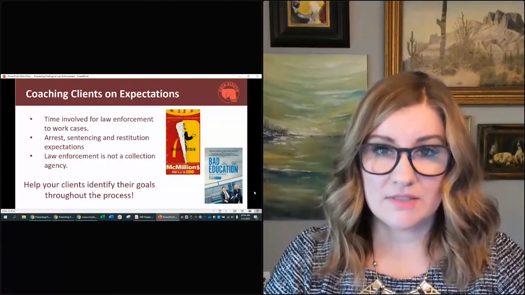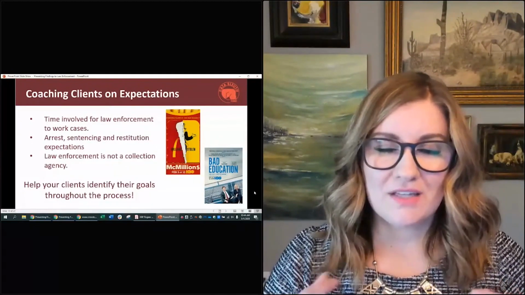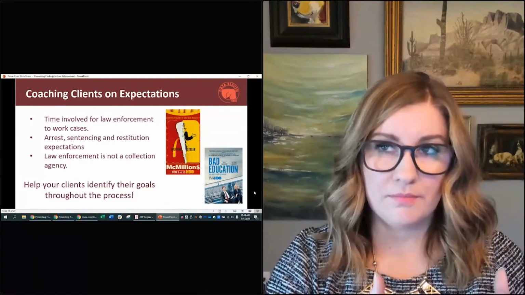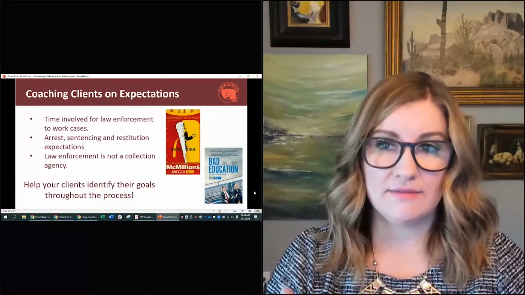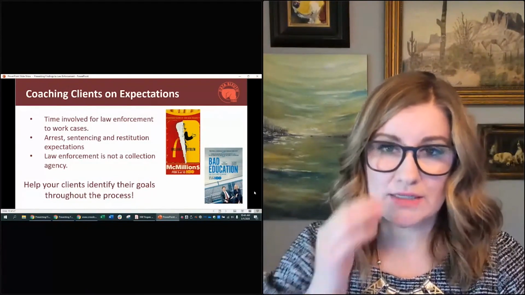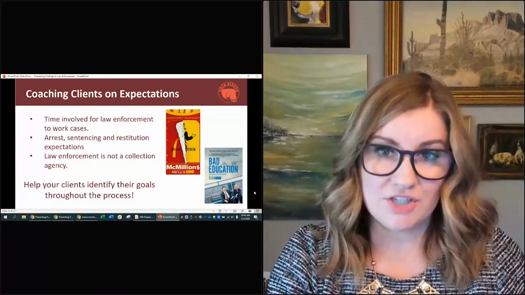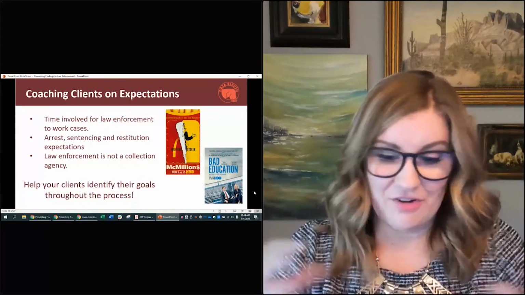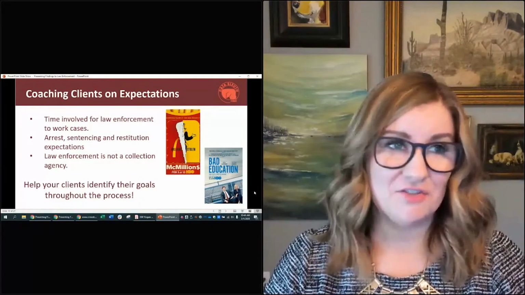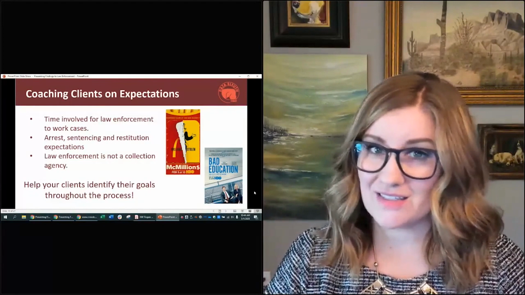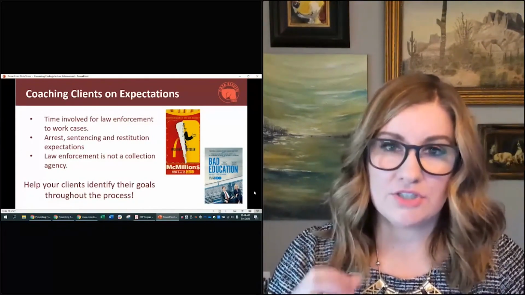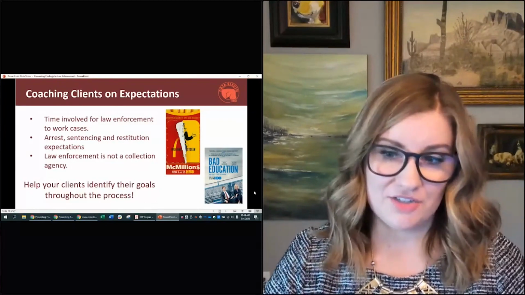The other thing is restitution. What the clients have to understand is that the individuals have to pay restitution based on, and there's a formula, but it's based on their essentially earnings. And since they've lost their job, they've already spent this huge sum of money. The restitution is often something like $100 to $300 a month. That's been my experience. And so you want your client to understand that law enforcement is not a collection agency.